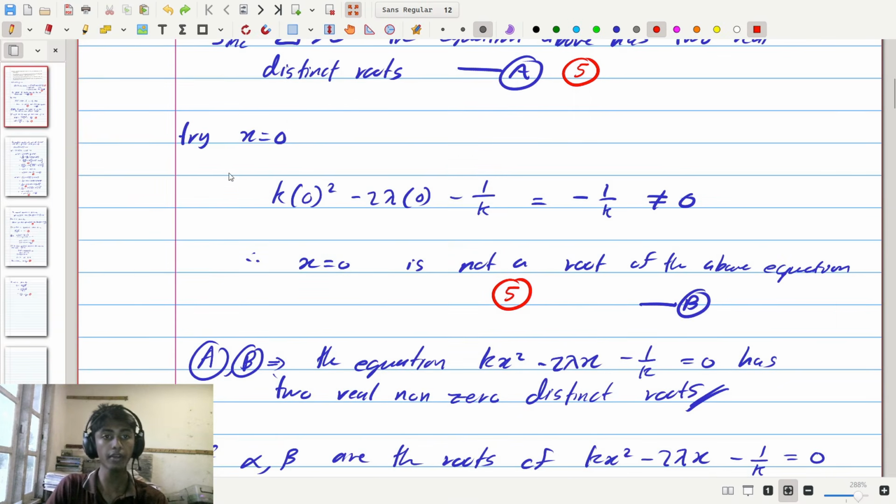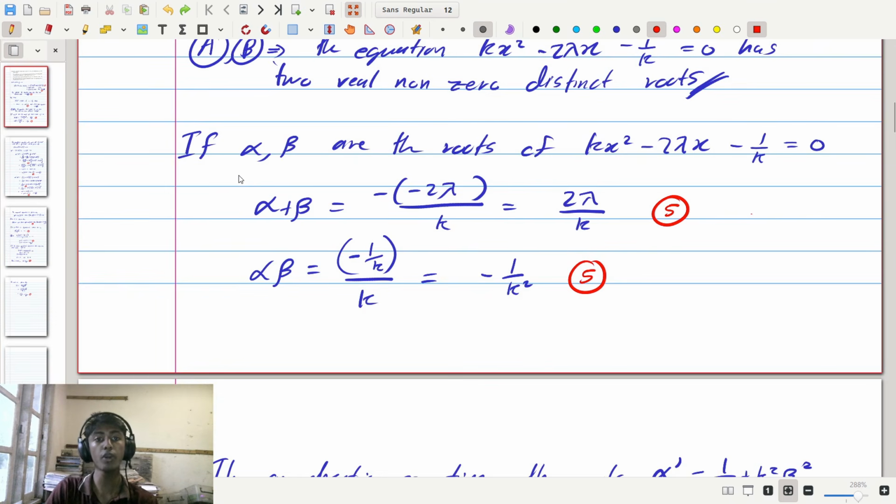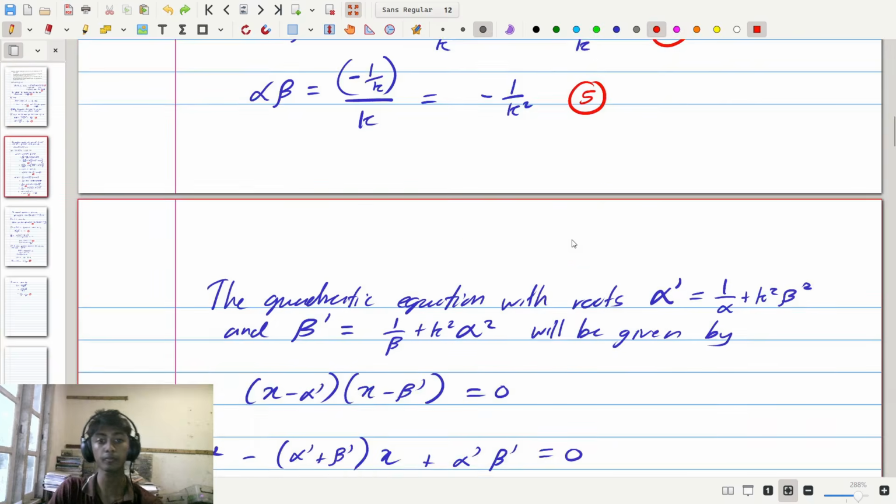Now after that, when you try x equals 0 and get a value that's not equal to 0, and then say x equals 0 is not root of the equation, you get another 5 marks. Now after that, in the second part, when you take alpha and beta and you do alpha plus beta and alpha times beta, for finding the value of alpha plus beta as 2 lambda divided by k, you get 5 marks, and for finding alpha beta equals negative 1 over k squared, you get another 5 marks.